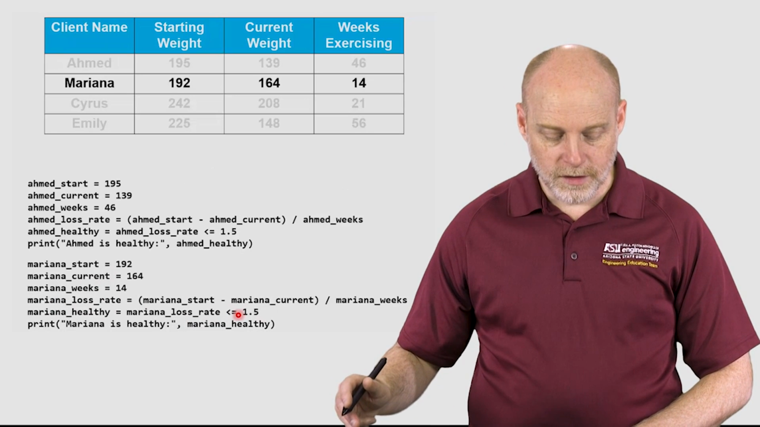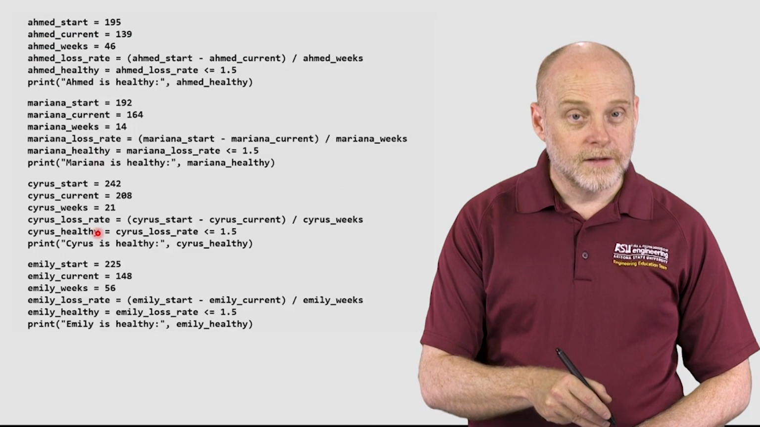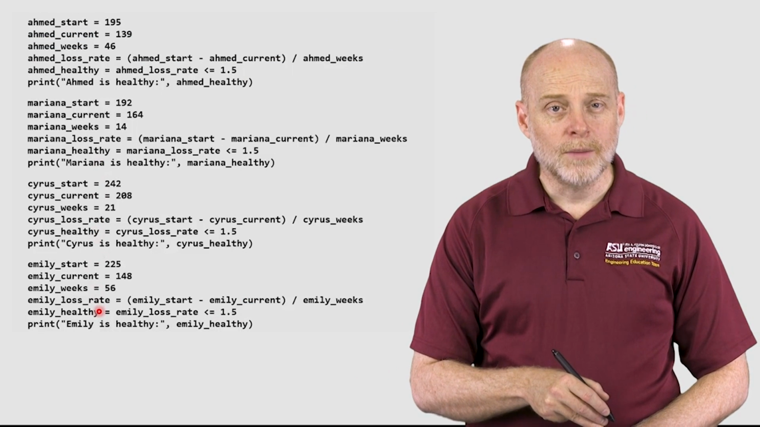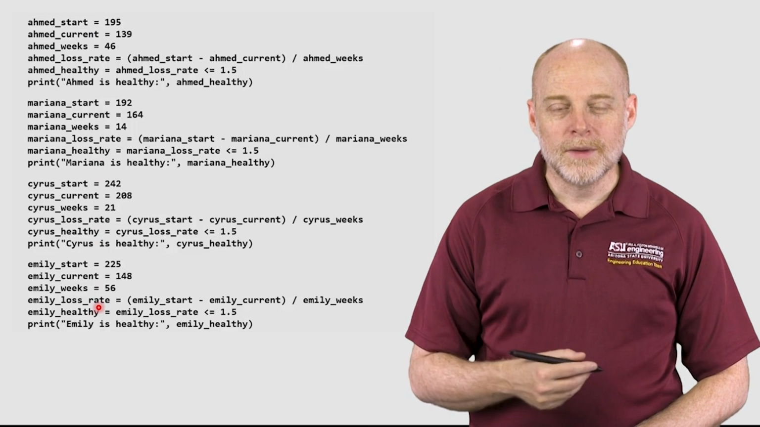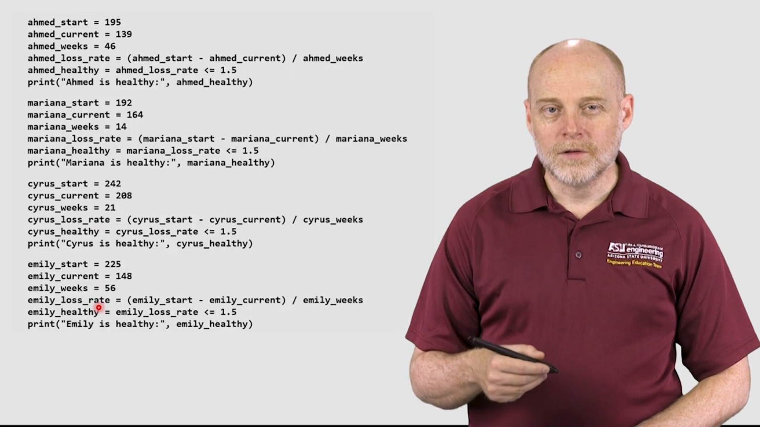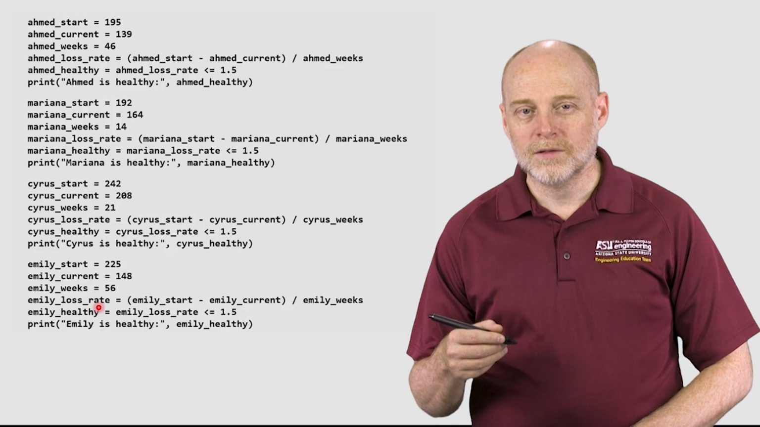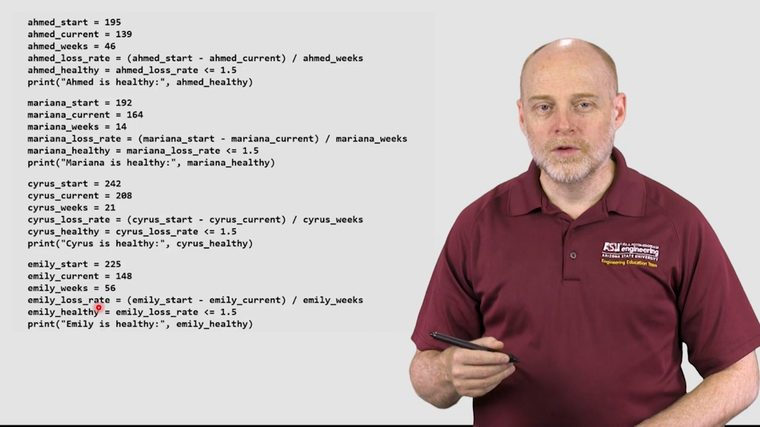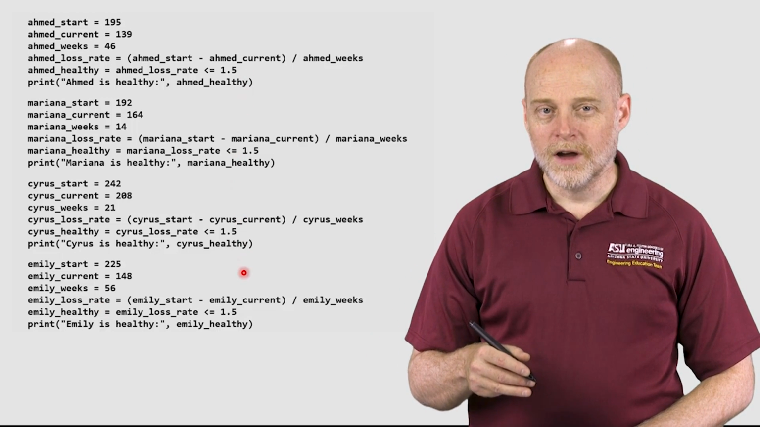And we could do something similar for Mariana, and then we could do the same thing for Cyrus and for Emily. And this is probably fine for our 4 clients, but we could imagine that our business might grow and we might have 10 or 12 clients in the next couple of weeks or months, and we might even grow to hundreds of clients. And at that point, this becomes sort of untenable.